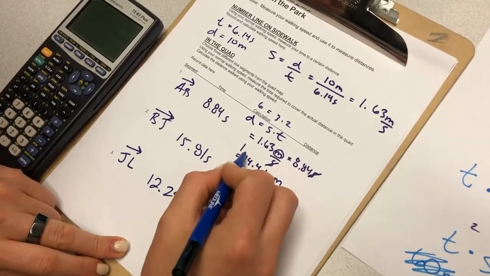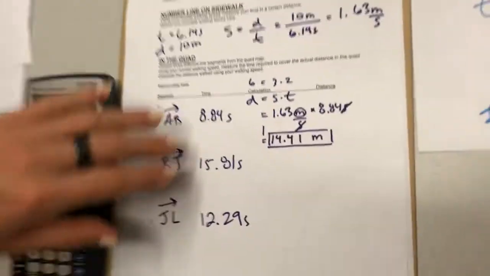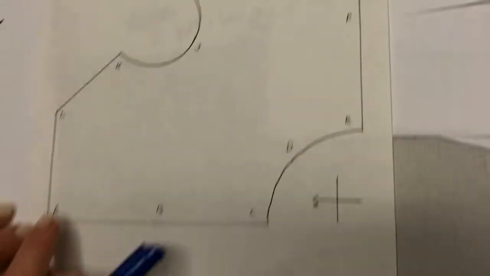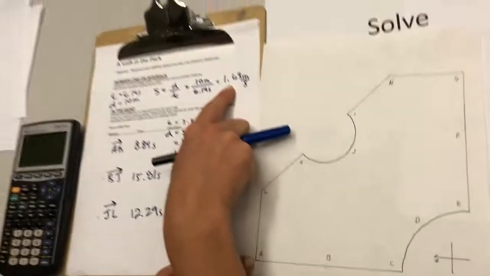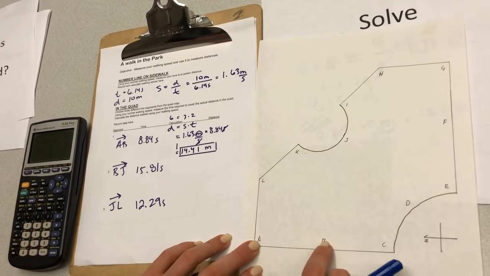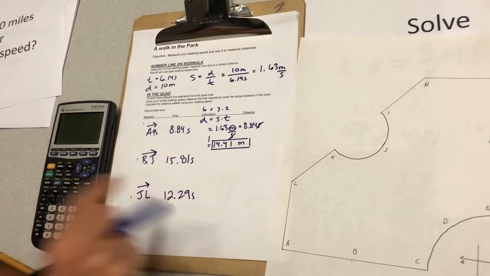I'll just box it for you guys. It's kind of all over the place, but that's my distance for this first segment. As we go from A to B, I used my speed that I calculated before and the time it took me to walk that to figure out what the distance from A to B was. Again, you guys do 2 and 3.